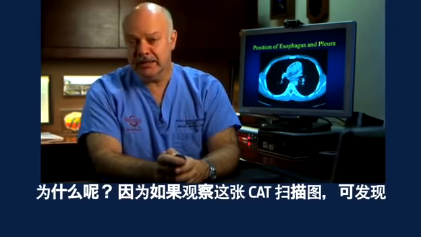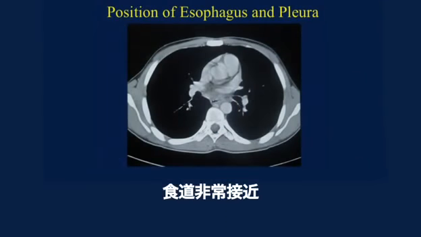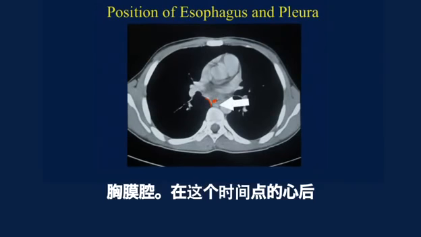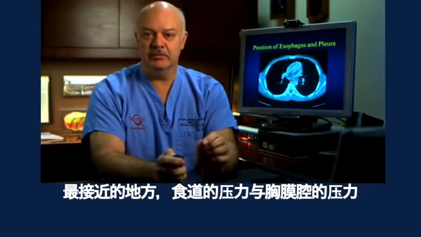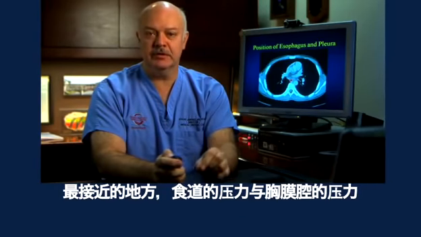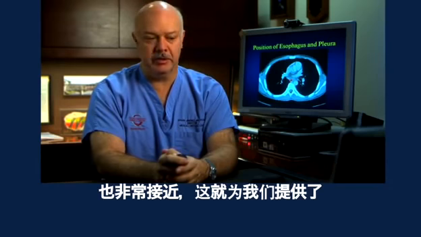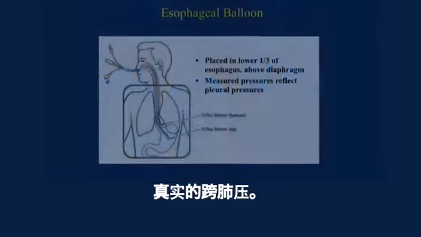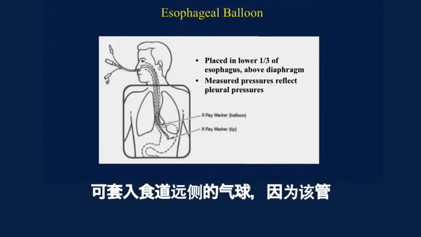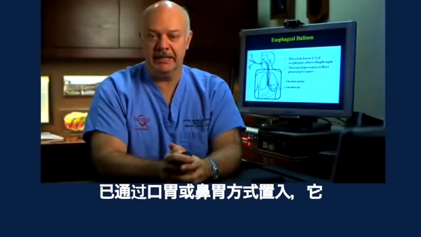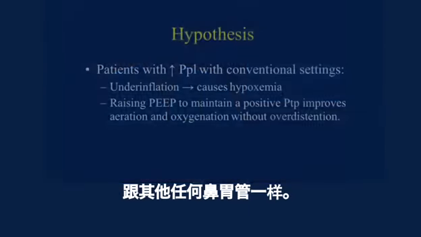Why? Because if we look at this CAT scan, we will see that the esophagus is in very close proximity to the pleural space. At this point, in the retrocardiac area, in about the distal third of the esophagus, is where it's most proximal, and the pressure of the esophagus is very close to the pleural pressure, which will give us the true transpulmonary pressure. We use a device that has a nasogastric tube with a balloon that fits in the distal part of the esophagus, as the tube is placed either orogastrically or nasogastrically, like any other NG tube.